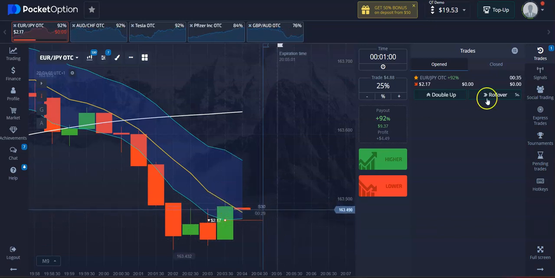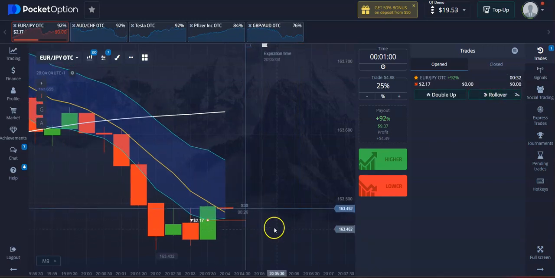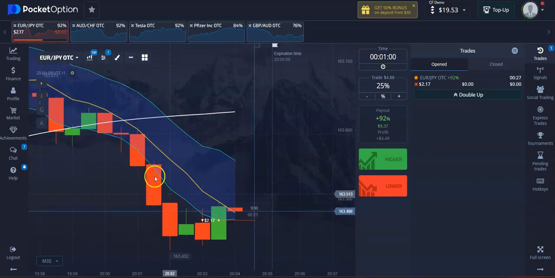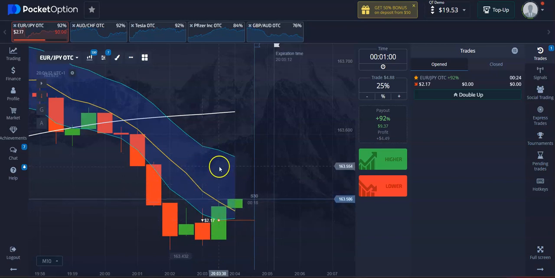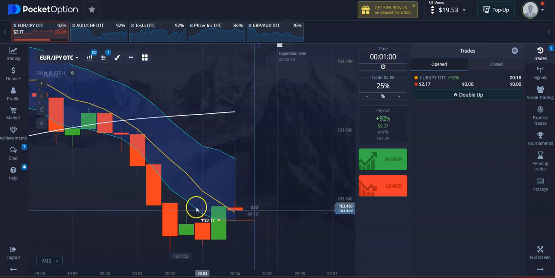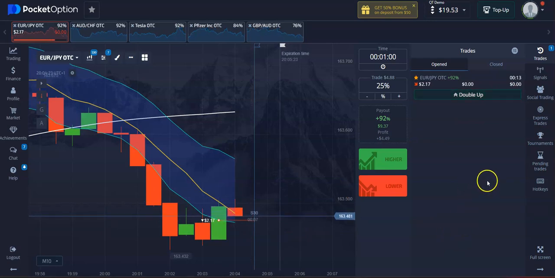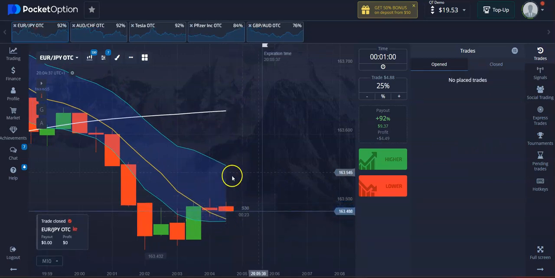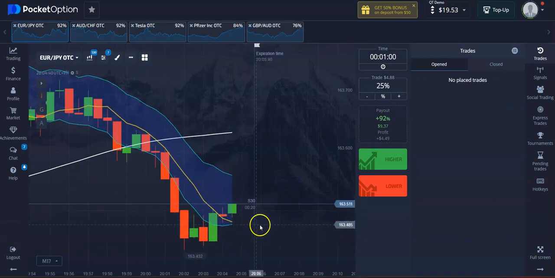So we got 35 seconds to go. Hopefully we're going to have a continuation to the downside. We can also see that the candles are closing outside the Keltner channel. That also shows us that the price might continue to go down. We got 15 seconds to go. Let's see what's up. 10 seconds. Okay, this candle closed inside the channel. So we lost that one. Let's see what this candle will do.